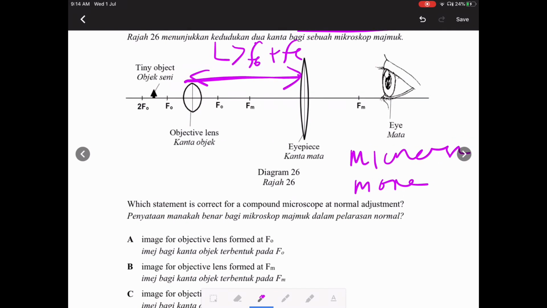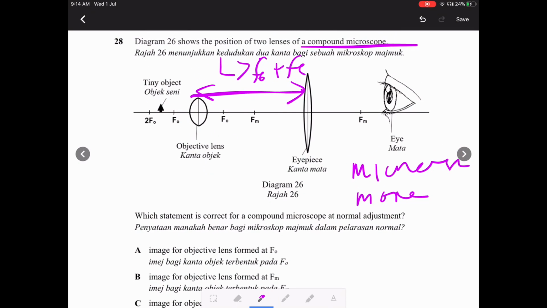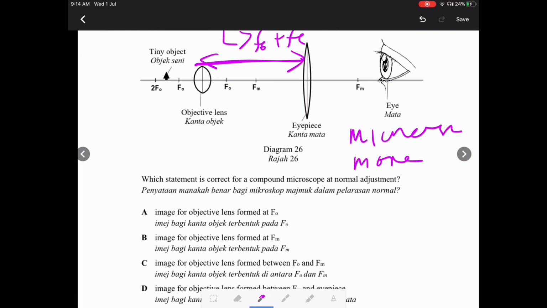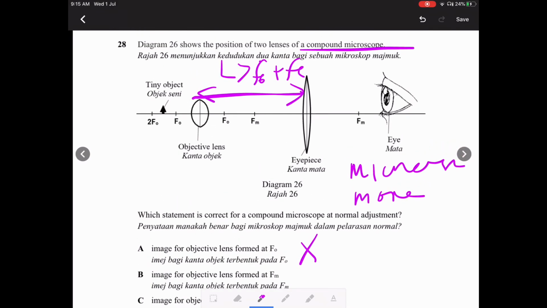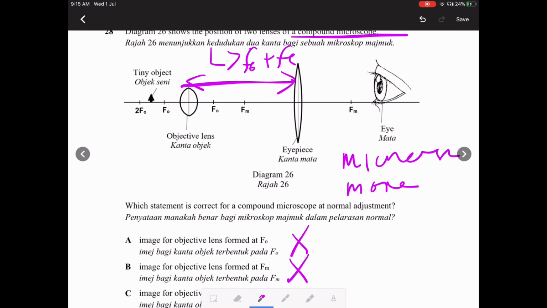Image for objective lens formed at FO. Macam salah. So, jawapan dia number 28 ialah D. Ini salah. B, image for objective lens formed at FE. Salah juga. Image for objective lens formed between FO and FE.